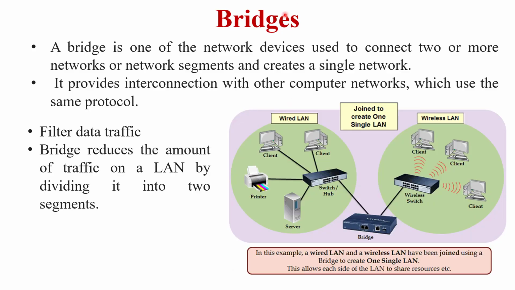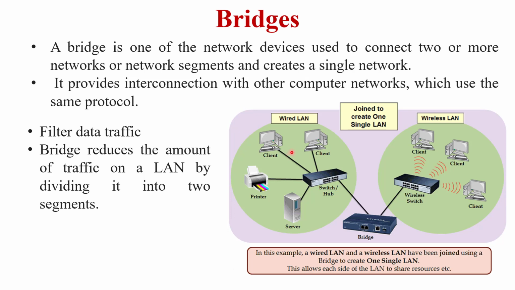So first is bridge. As the name suggests, it is just like a bridge between two networks, or it connects two or more networks or network segments to create a single big network. Or we can say that it provides interconnection with other computer networks which use the same protocol. Like a hub, a modern bridge has multiple ports. But unlike a hub, the bridge extracts the destination address from the frame header and looks up the table to see where it is to be sent.